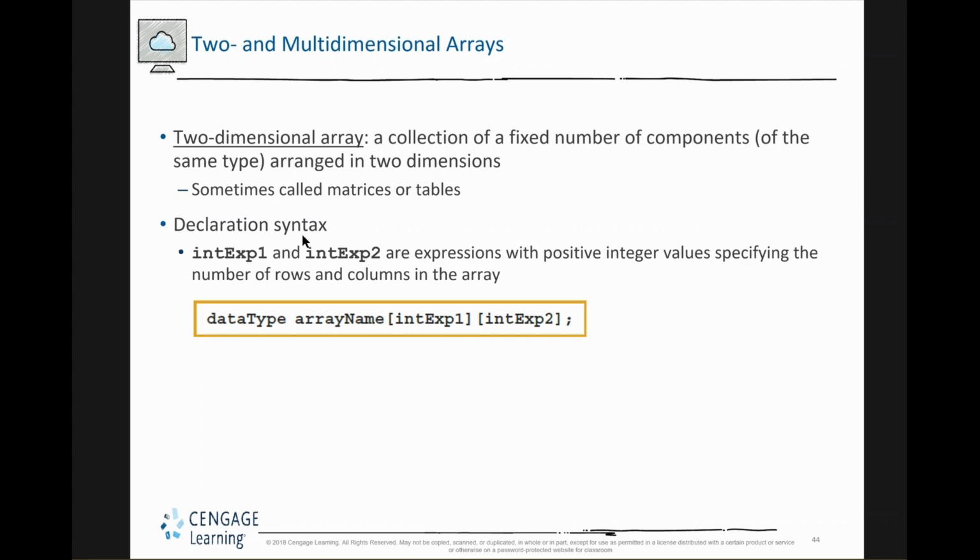Here's the declaration syntax. You have int exp1 and int exp2. These are expressions with positive integer values specifying the rows and columns. So here's your data type. What kind of data is in this table? Integers, doubles, strings, right here. Here's your array's name, so that's a variable name. And then you have int exp1, so this is your first index for the rows, and this is your index for the columns, okay?